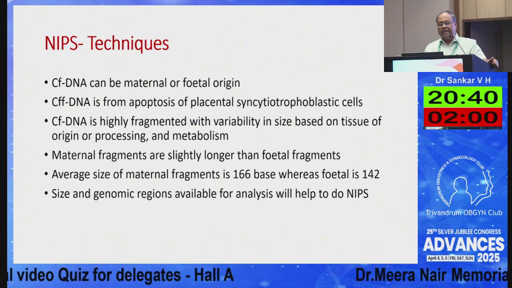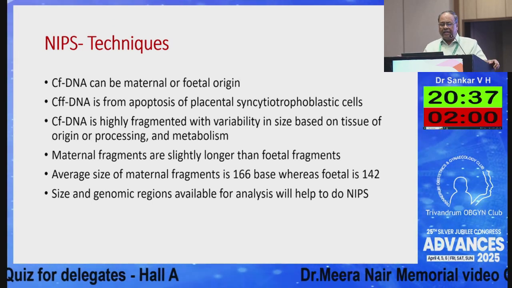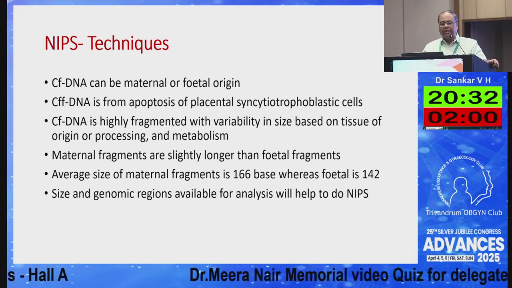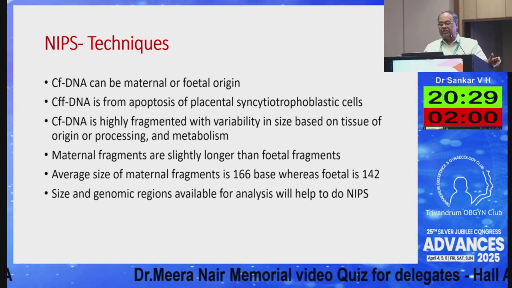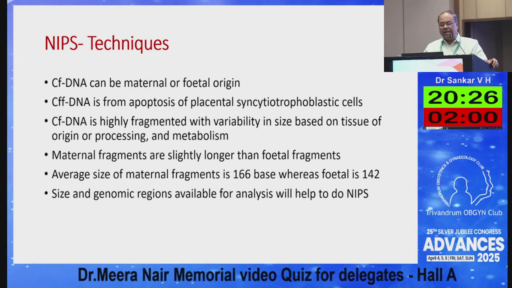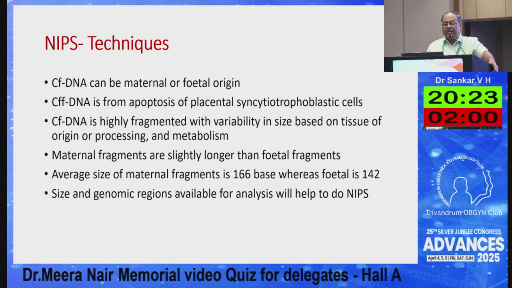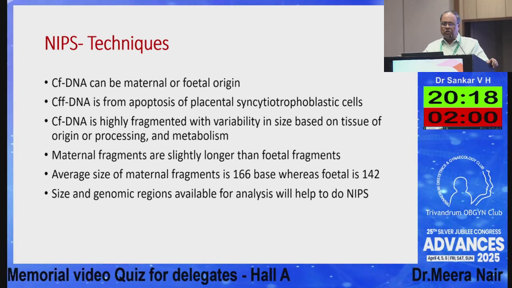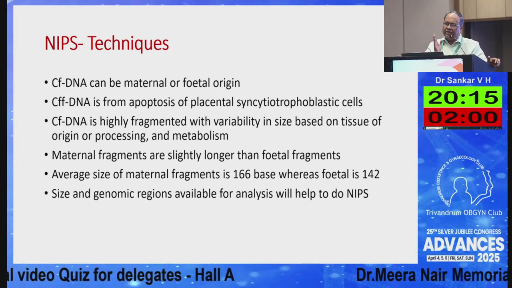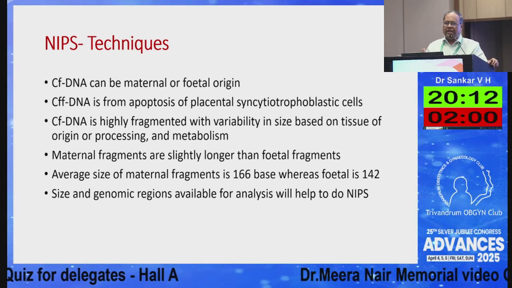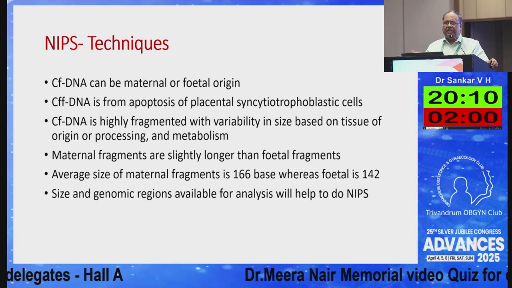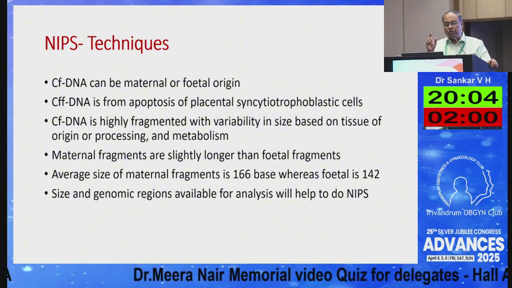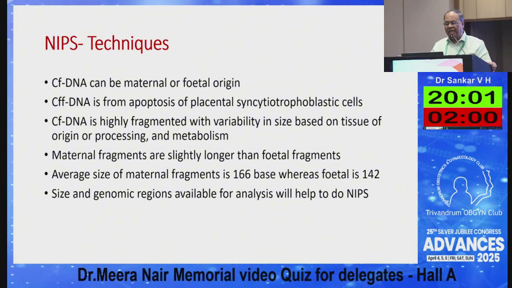So, actually, cfDNA can be fetal as well as maternal. It is actually from apoptosis of the placental trophoblastic cells, mostly trophoblastic, and highly fragmented, with variability in size based on tissue origin and processing. Maternal fragments are slightly longer than the fetal fragments. The average size of the maternal fragments is 166 base pairs, whereas fetal is 142. That is actually how we differentiate whether it is a fetal fragment or a maternal fragment. Size and genomic regions available for analysis will help to do this.